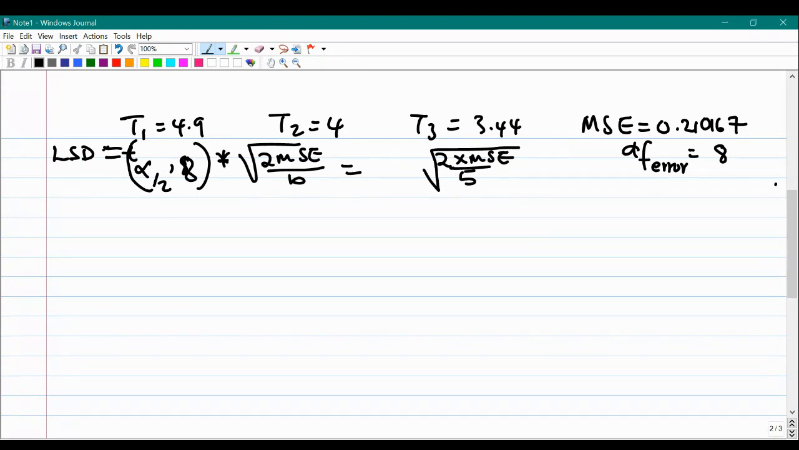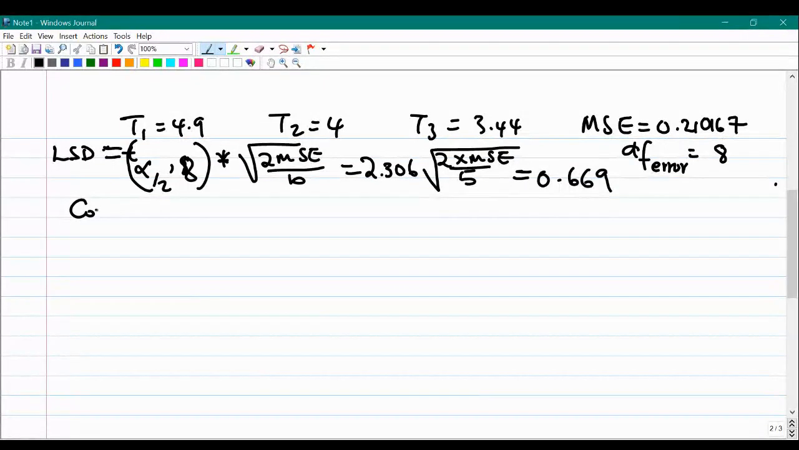What is the tabulated value? 2.306. Okay. Thank you very much. So what is your answer, guys, here? What is your LSD value? 0.66. The final answer? 0.669 or 0.67. Thank you.